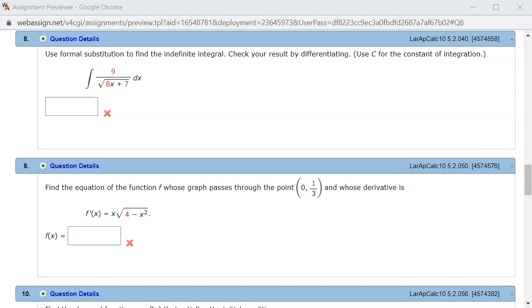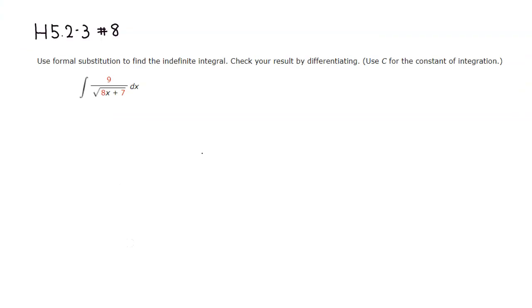Alright, let's look at homework 5.2, 5.3, problem number 8. Let's use substitution to evaluate this indefinite integral. Substitution, as usual, is going to be the expression inside the square root here.